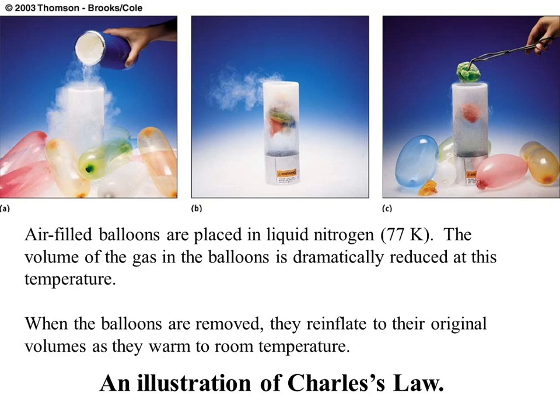So all this is showing you is Charles' law, in that we have the balloons here. They are at room temperature, okay? And then this flask right here has something cold, liquid nitrogen, only 77 units above absolute zero. And so obviously, as you cool it down, as you decrease temperature, you also decrease the volume.